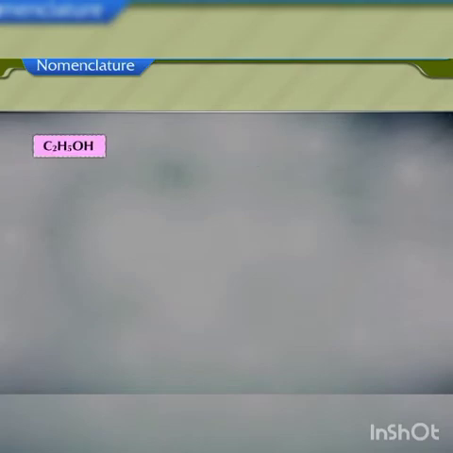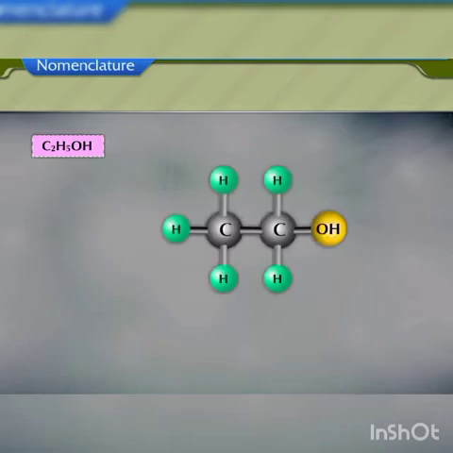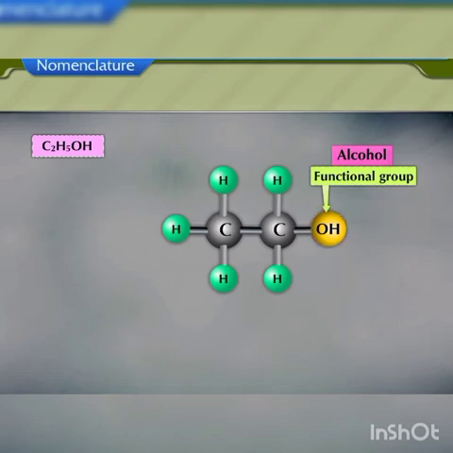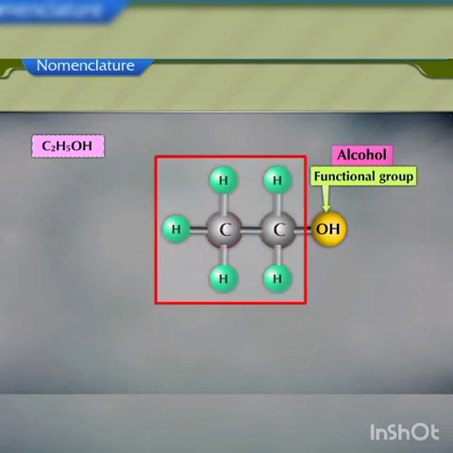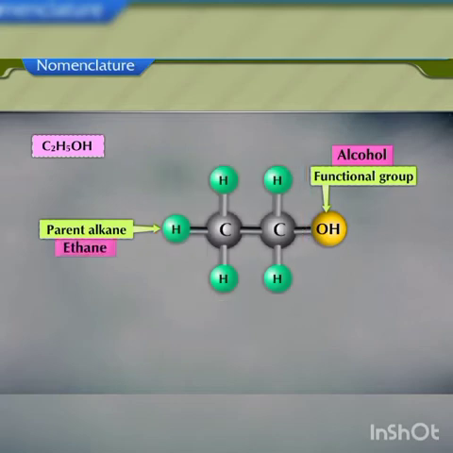Take the example of C2H5OH. From the structural formula, we can say that one hydrogen atom is substituted by the OH group. Functional group is alcohol. First, select the longest chain of carbon atoms. In this compound, the longest chain is of 2 carbon atoms. Therefore, the parent alkane is ethane. Since the functional group is alcohol, remove the E from the word ethane and substitute it with OL.